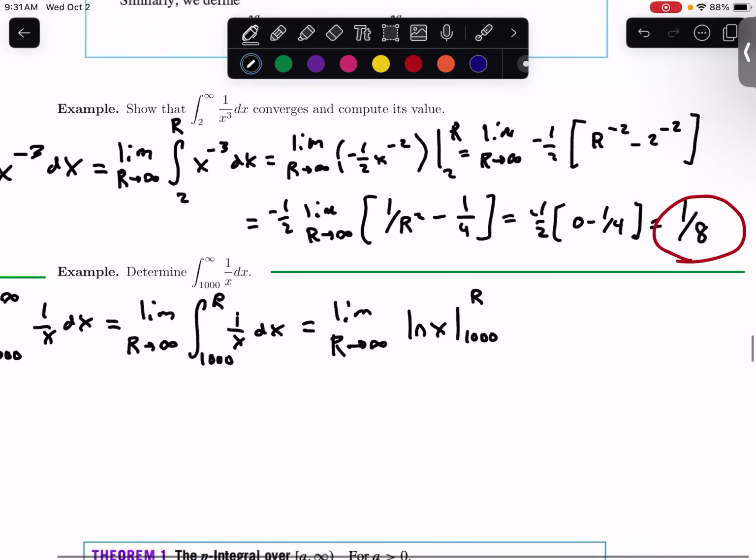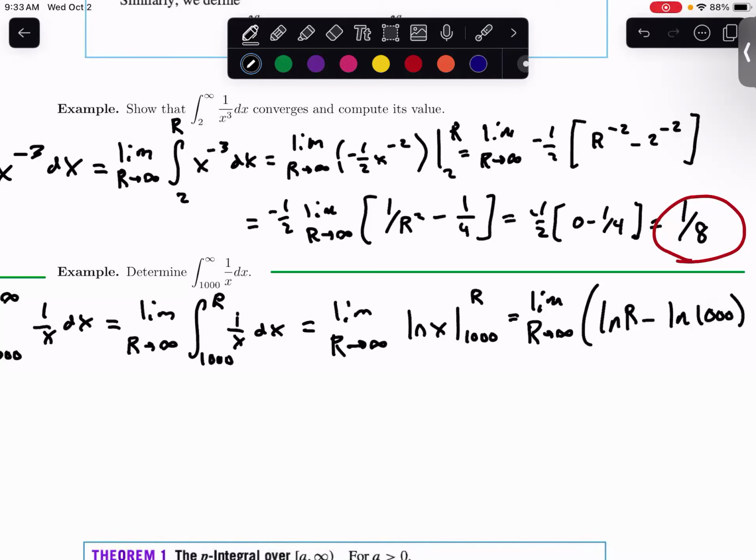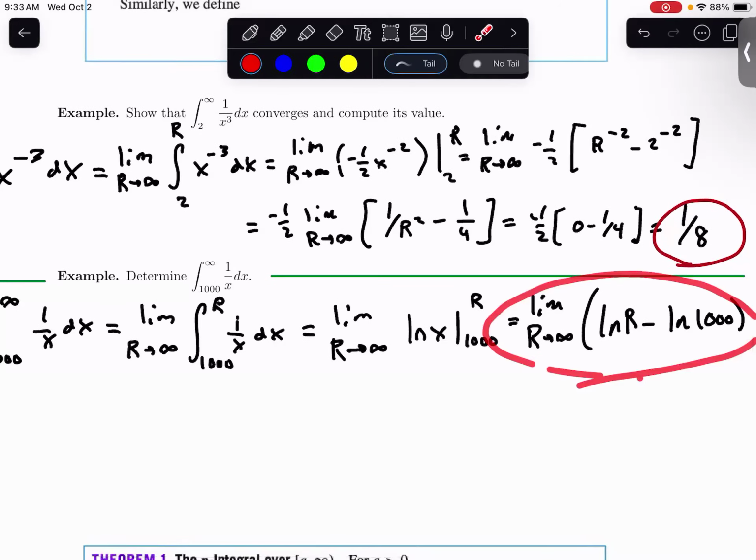And so now you just plug in these numbers again. I'd say the hard part of the problem is really this next bit right here. Maybe it's not hard, but you have to know things about the natural log, which people don't like. So this is really the limit as r goes to infinity of the natural log of r minus the natural log of 1,000. And you should see from this that this is going to end up diverging, from the fact that as r goes to infinity, the natural log of r goes to infinity as well. And then this is just a constant term.